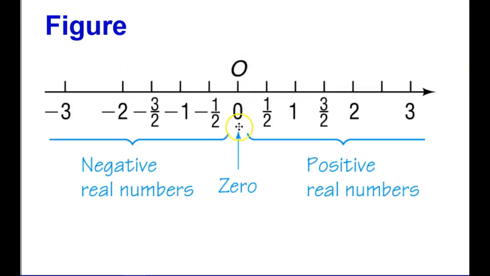Okay. So again, here's my number line. Here's 0. So I've got my negative real numbers and my positive real numbers. We will get into imaginary numbers this year, but for now, let's live in some real numbers.